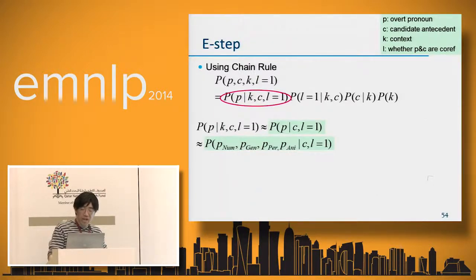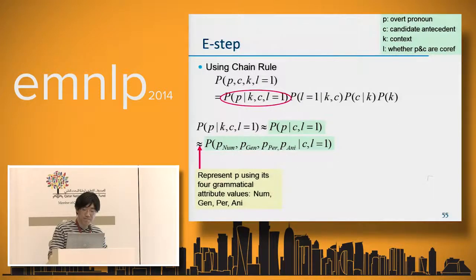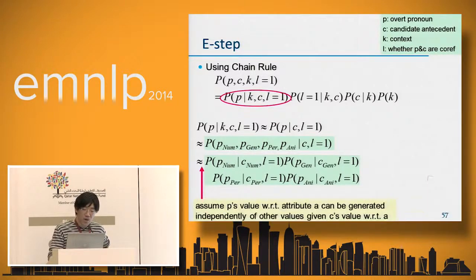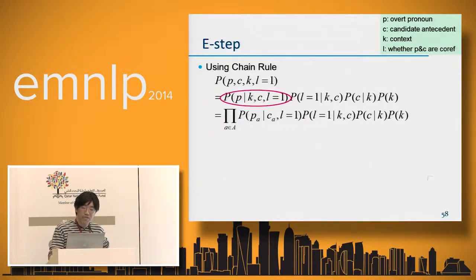Okay? So now we rewrite this probability by representing the pronoun using its 4 grammatical attributes that we talked about earlier, including number, gender, person, and animacy. Now we can decompose this joint probability into 4 smaller probabilities. Here we are assuming that the pronoun's value with respect to attribute A, such as gender, can be generated independently of other attribute values like number and animacy, given the candidate's value with respect to A. Okay? So now we can rewrite the first probability as a product of 4 smaller probabilities.